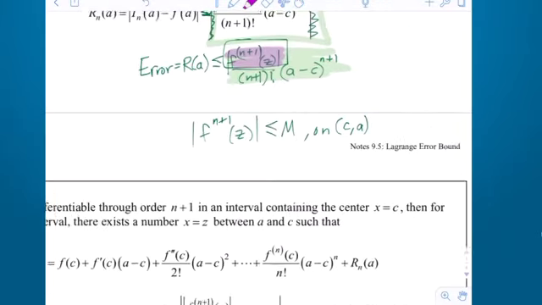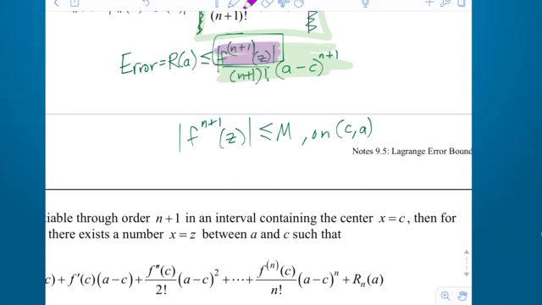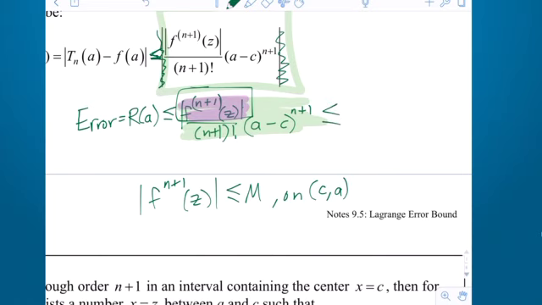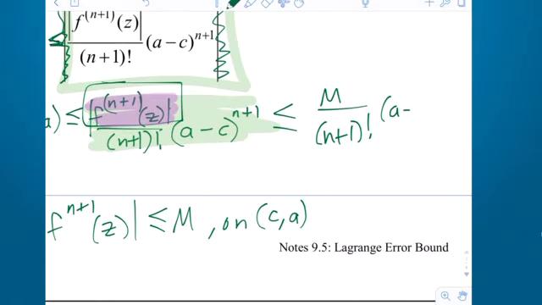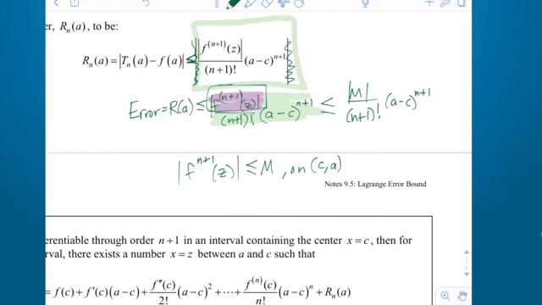So if I could somehow find the maximum value of the n plus first derivative, then by the inequalities, I can say that this is less than or equal to M over n plus 1 factorial times a minus c to the n plus first. Okay, and I'll put absolute values around it. So what it comes down to for Taylor series error, or Taylor polynomial error, or Lagrange error bound as it's called, is essentially finding the absolute maximum value of the n plus first derivative on the open interval from the value you're centering it at to the value that you're finding. After that, it's really just plug and chug.